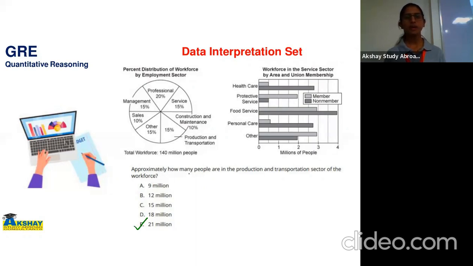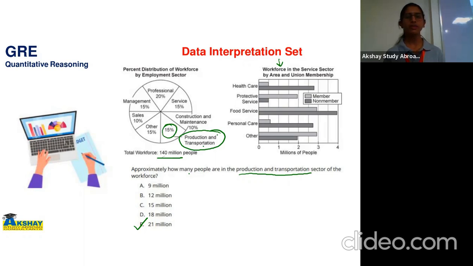Approximately how many people are in the production and transportation sector of the workforce? So production and transportation is here. So we have to use only the left hand side of the data, that is the pie chart. No need to see this second form of data. Okay, so production and transportation, it is 15%, but it is out of 140 million people.